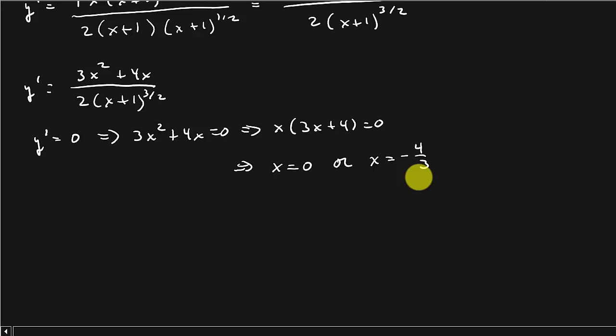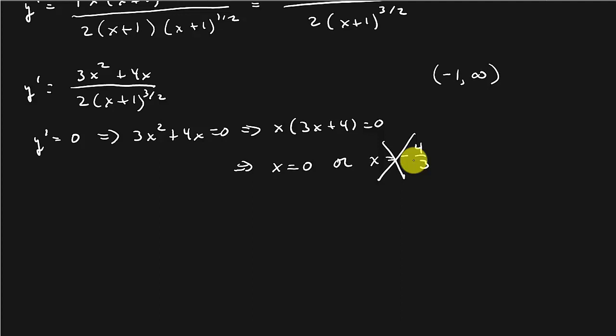And once again, be careful here. That I can scratch out. Why? Because remember, my domain is -1 to infinity. Negative 4/3 is not in the domain of the function. So that's not going to be a critical number. Okay, it would give me a negative underneath the square root, and I can't take the square root of a negative number.